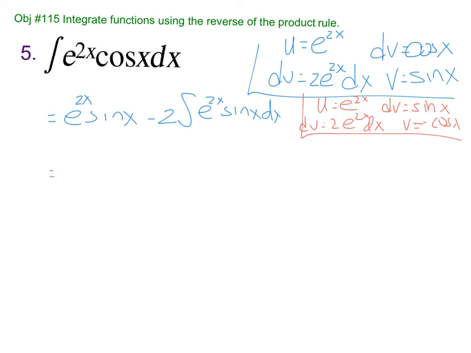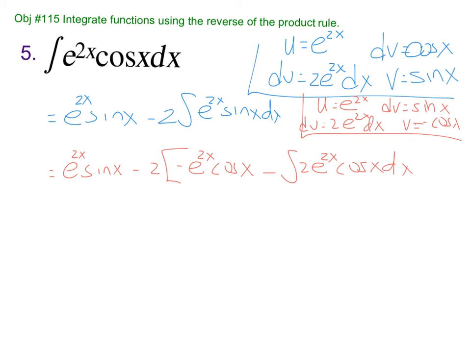Okay, so e to the 2x sine x minus 2 times u dv, so negative e to the 2x cosine x minus 2e to the 2x. Now I have a negative cosine, so this becomes a positive. Now I need to distribute my negative 2 through. Right? This negative 2 has to be distributed through.